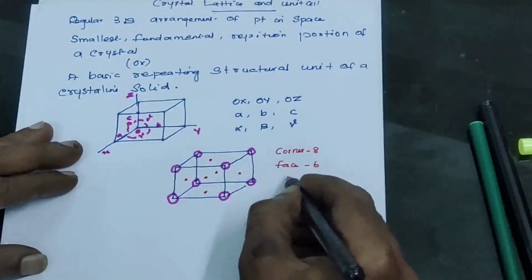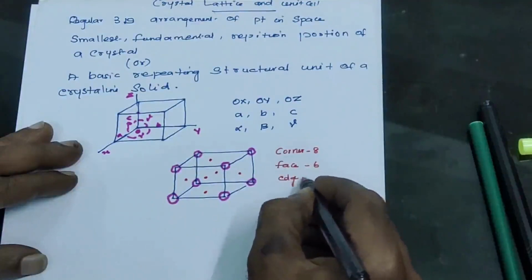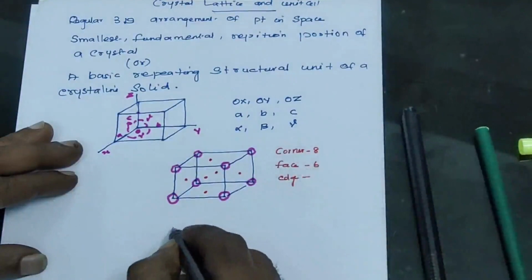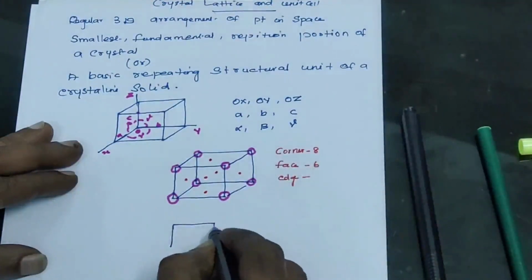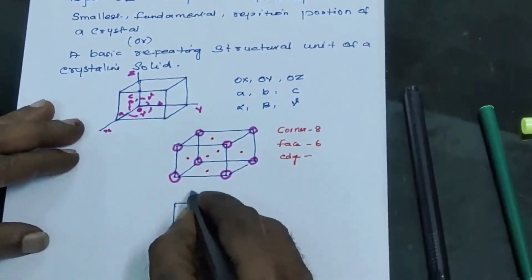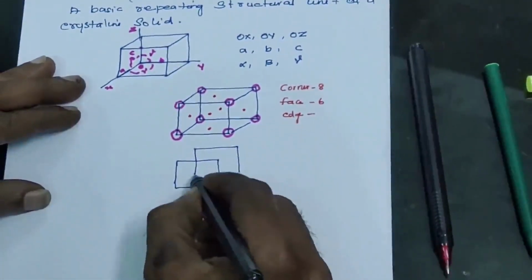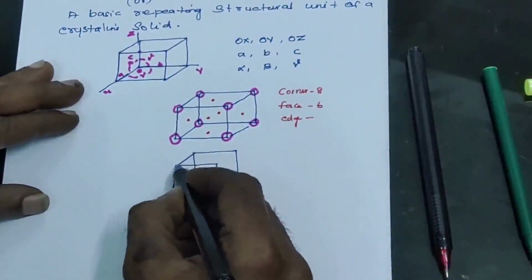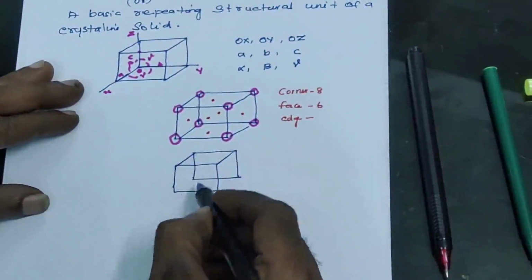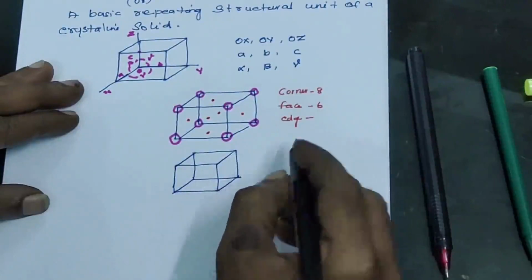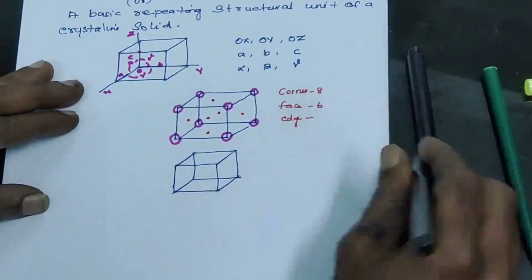Then edges. How many edges are in the unit cell? How to represent the edges: first draw one square, which contains 4 edges. Then draw another one, which contains 4, so total 8. Then connect the corners: 9, 10, 11, 12. So edges 12.